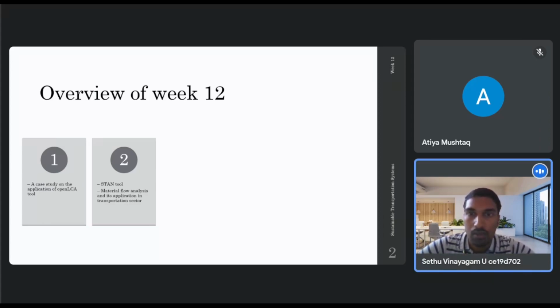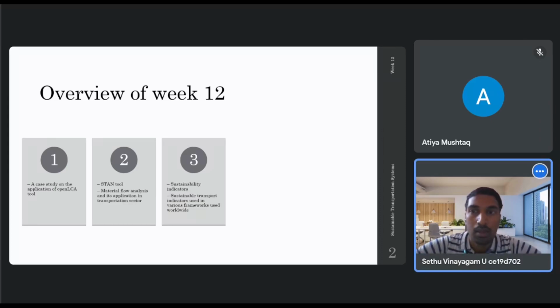Moving on to the third lecture, here we were looking at sustainability indicators: how to quantitatively assess the sustainability of a given system, what characteristics an indicator used for sustainability should have, and what the different environmental sustainability indicators are. Again, we have them for different contexts. For environmental indicators specifically, those were discussed, and finally, with respect to transportation, what are the sustainable transportation indicators used in various frameworks across the world. That was also discussed.